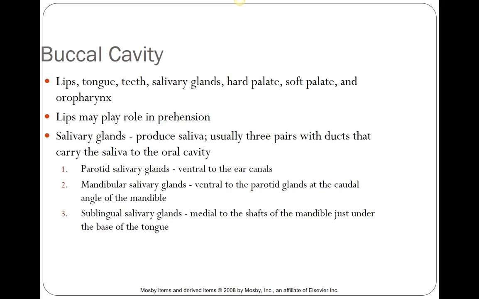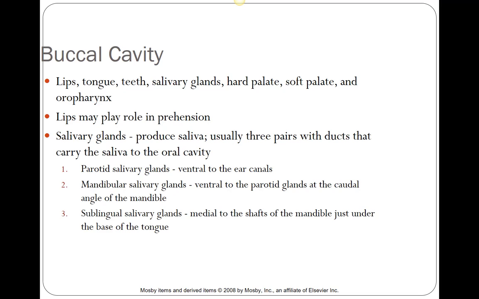When we look at the buccal cavity, that's going to be the mouth, or the oral cavity is another name. It's going to consist of the lips, the tongue, the teeth, salivary glands, hard palate, soft palate, and oropharynx. Lips play a major role in a lot of species in prehending food, like in horses. In other species, they play a role in helping to keep food in, such as in cattle. Cattle don't really use their lips to get food, but it's very important for them to be able to keep food in.